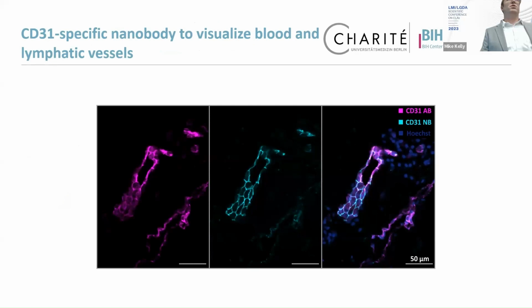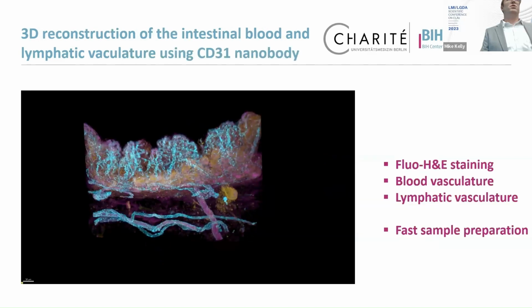These are only 2D sections, but you can easily see by comparing the middle image, the cyan one, with the left one, which is the current gold standard in pathology, the currently used CD31 antibody, that the nanobody is even superior. The staining is more crisp, more specific. And we then use these nanobodies to stain additional tissue samples.